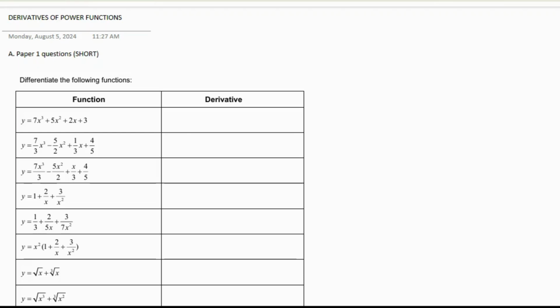This is our question number one, where we have an equation where y equals 7x cubed plus 5x squared plus 2x plus 3. And as you know, whenever we take a derivative, we take one number out from the power and we multiply the coefficient with the power. So 7 times 3 would be 21x squared, plus 2 times 5 is 10. It would become 10x plus 2.